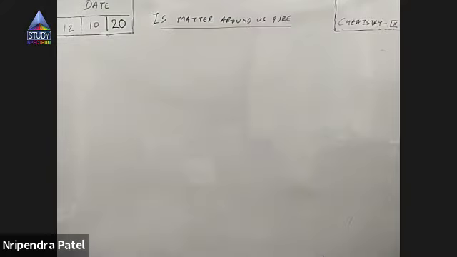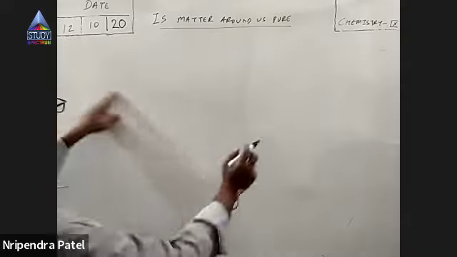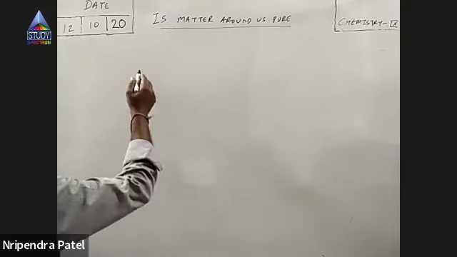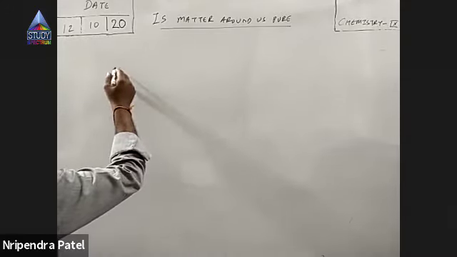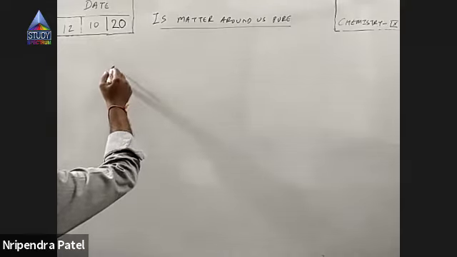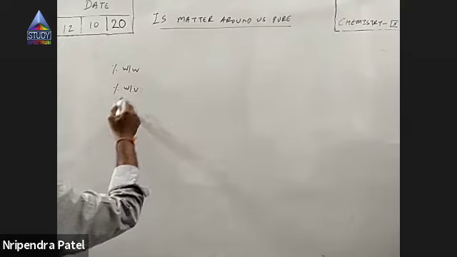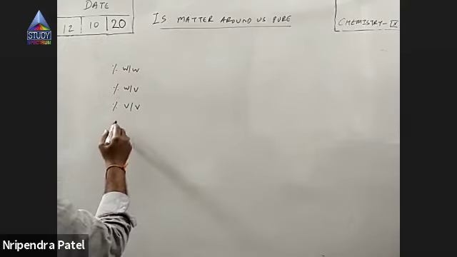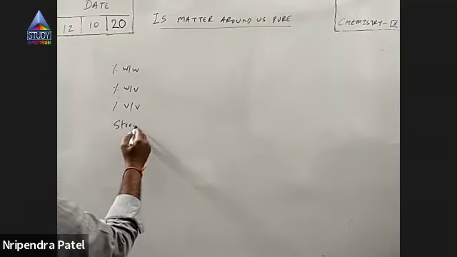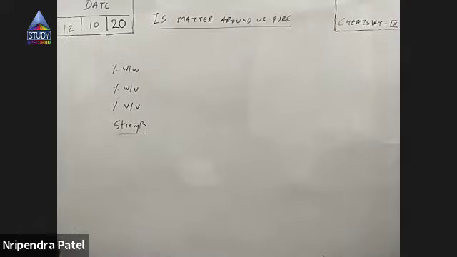Let's start. In the previous class we discussed a few numericals, I believe one or two, on the basis of concentration units: percent W by W, percent W by V, percent V by V, and finally strength, that is grams per liter. So these four concentration units were there. We'll discuss a few more questions and then I'll move to the next topic.